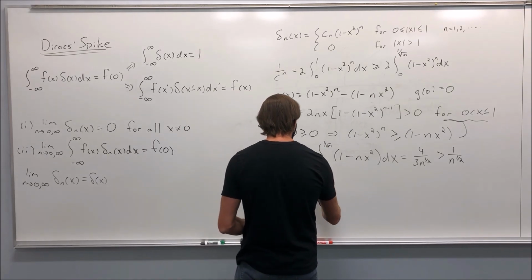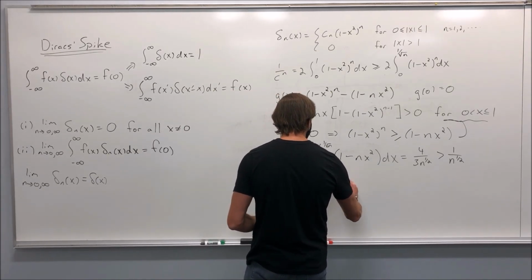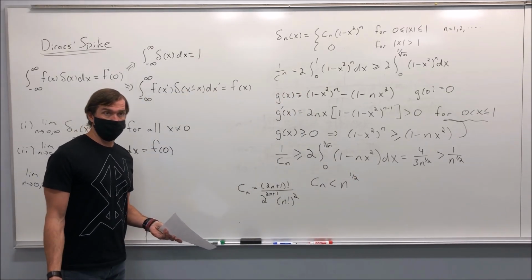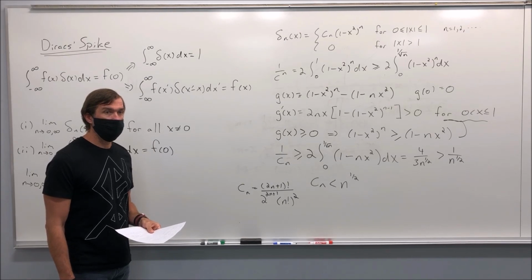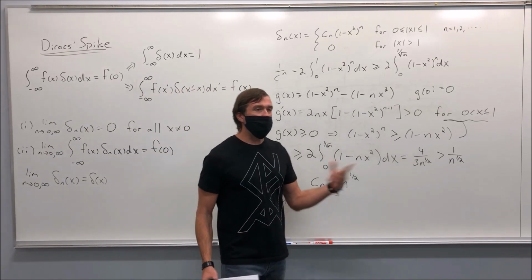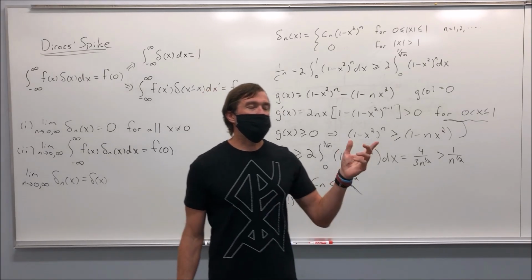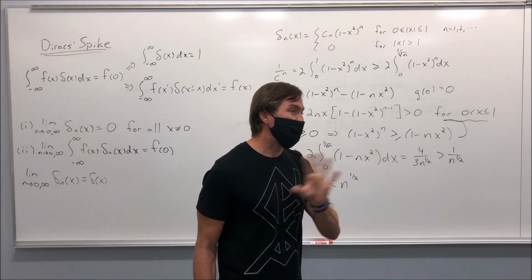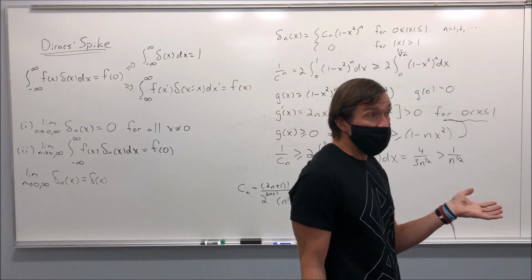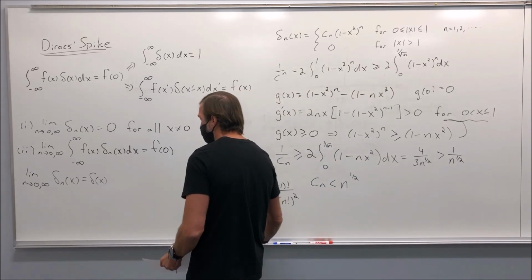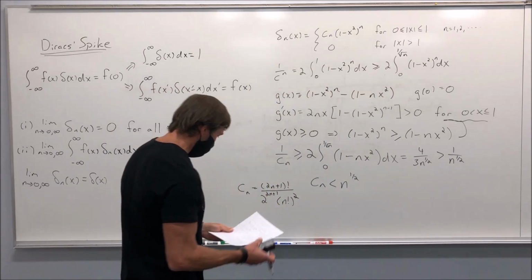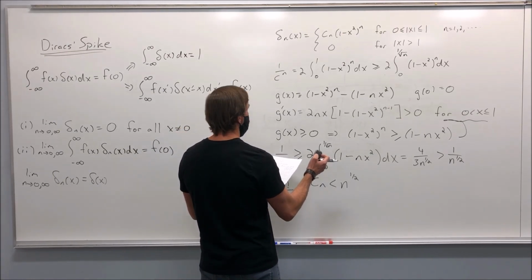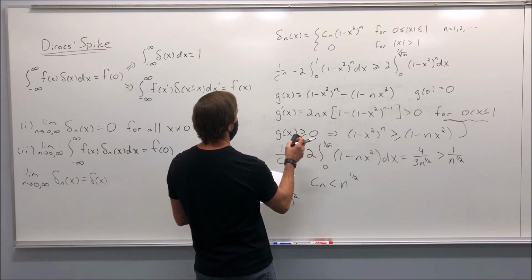So in the end, we find that Cn is less than n to the 1/2. Okay? So even though n is going to infinity, Cn will never exceed the square root of n. And it's going to be more useful than just that simple observation, but it's a nice observation. All right. So now I'm going to erase all of this because I don't think we're going to need it anymore.